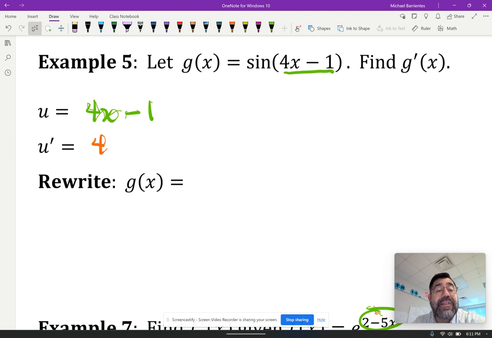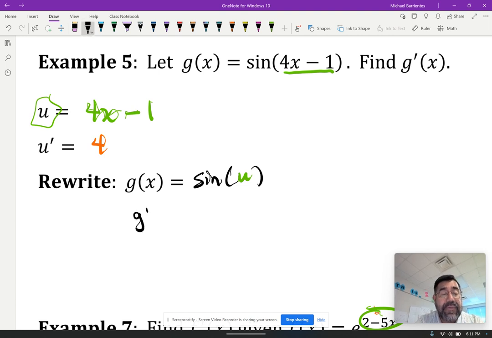But example 5 says sine of 4x minus 1. This is already my inside function, so I'm going to rewrite it as sine of, not 4x minus 1, but I call that u. That's what g of x is. g of x is sine of u, where u is 4x minus 1. Now we're going to take the derivative. The derivative of this would be the derivative of sine, which is cosine, with the inside still in it, times the derivative of the inside.